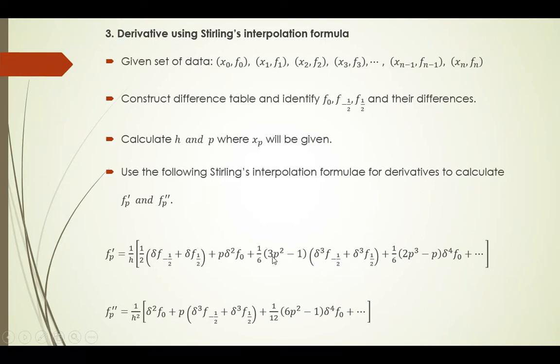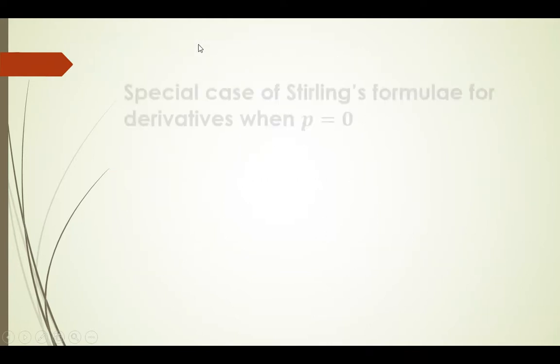Derivative of 3p square is 6p. Derivative of 1 is 0, so 6p divided by 6 is p, so that is p multiplied by these two terms, plus derivative of 2p cube is 6p square minus 1, so that is 6p square minus 1 multiplied by fourth difference of f naught. So that is the first derivative, and that is the second derivative with the help of Stirling's interpolation formula.